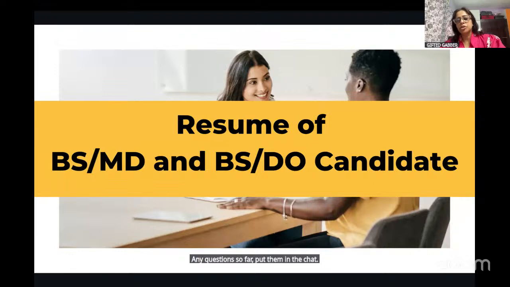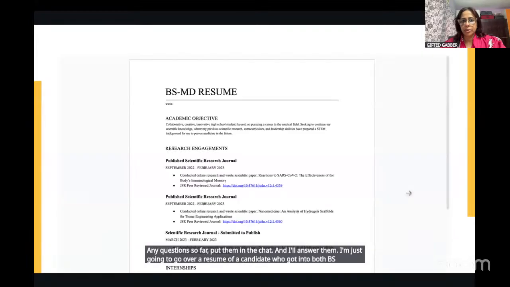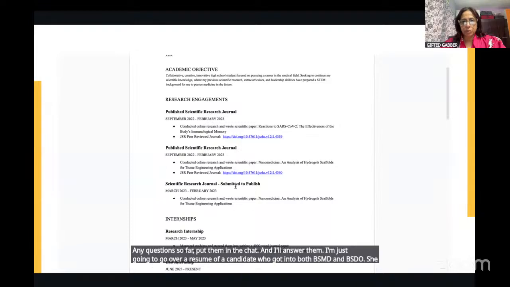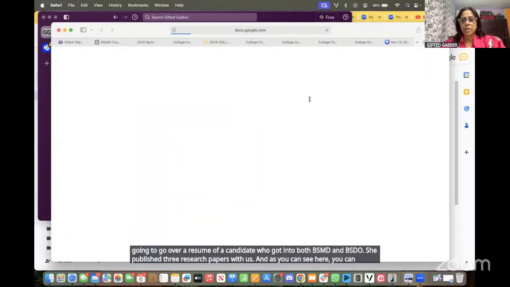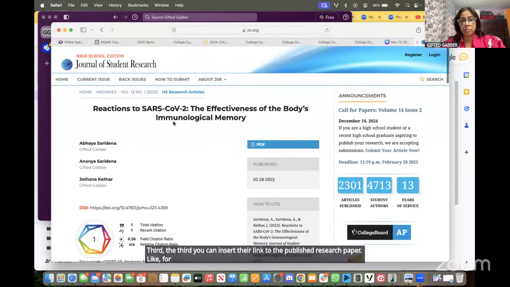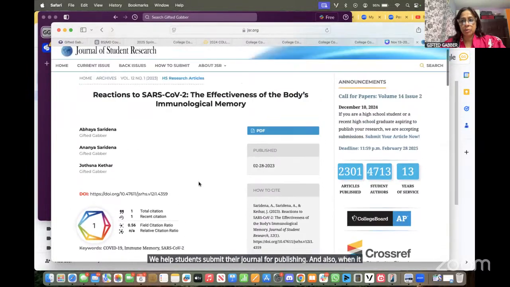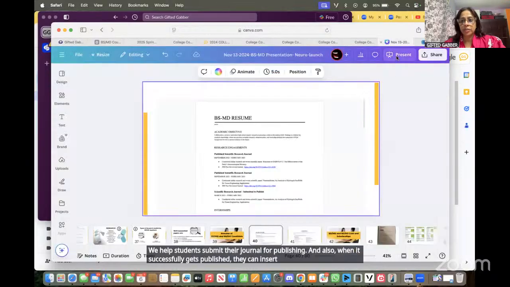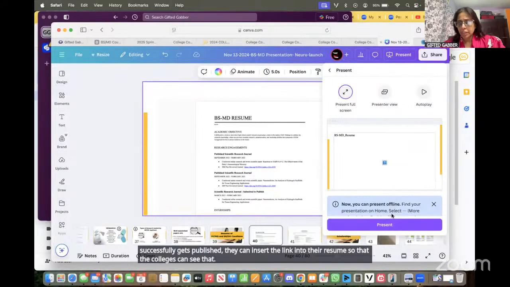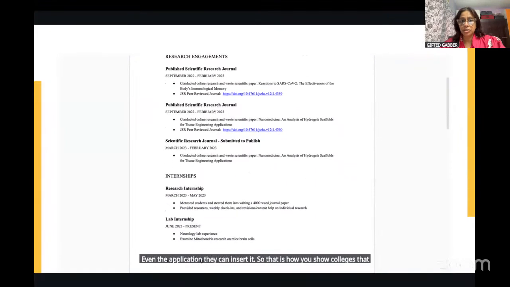I'm just going to go over the resume of a candidate who got into both BSMD and BSDO. She published 3 research papers with us. As you can see here, you can insert the link to the published research paper. For example, this paper was successfully published by this journal. We help students submit their paper for publishing, and when it successfully gets published, they can insert the link into their resume so that the colleges can see that. Even in the application, they can insert it. That is how you show colleges that you've successfully finished the research.